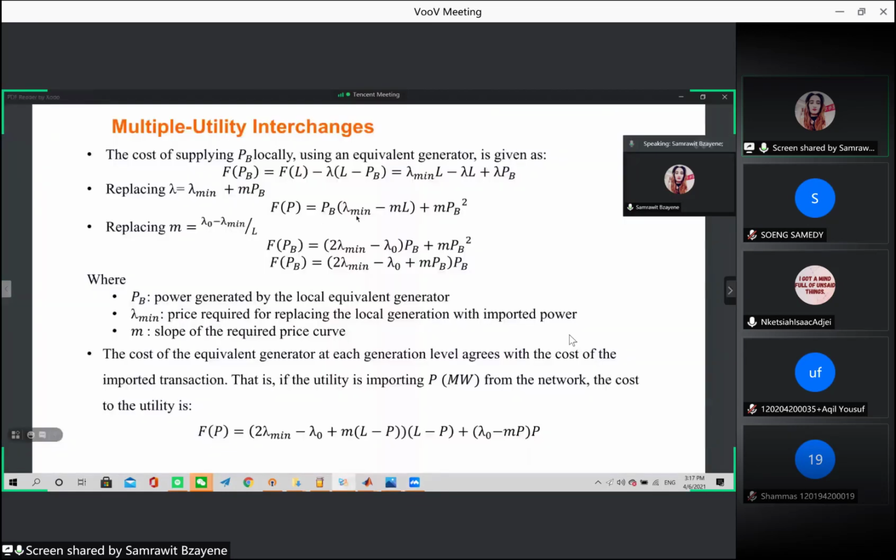PV is the power generated by the local generator, N is the slope of the required price, and lambda minimum is the price required for replacing the local generation with imported power. So when we replace N, which is the slope of the price, it is equal to lambda minus lambda minimum over PV.